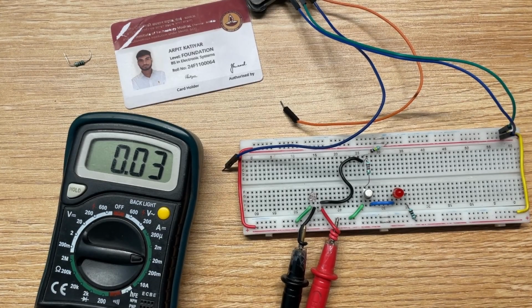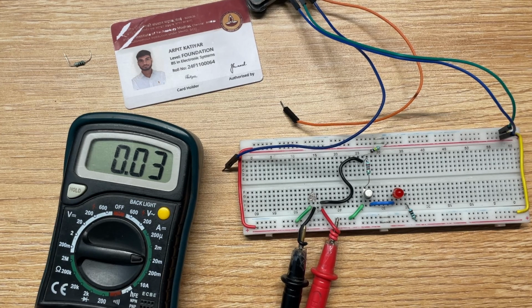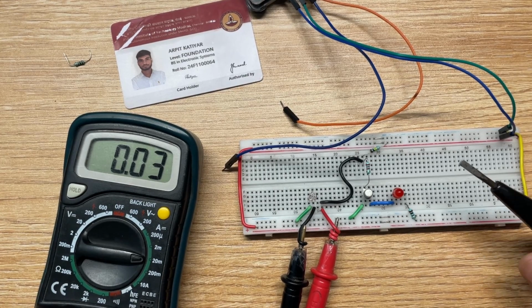This is part 4 of this experiment, and as you can see in the figure, this is the circuit of a light dependent resistor controlled LED circuit. I connected this circuit accordingly in the physical setup. I have to observe the voltage across the LDR and the current through the LED when the LDR is exposed to light and kept in the dark. So let's see the circuit.